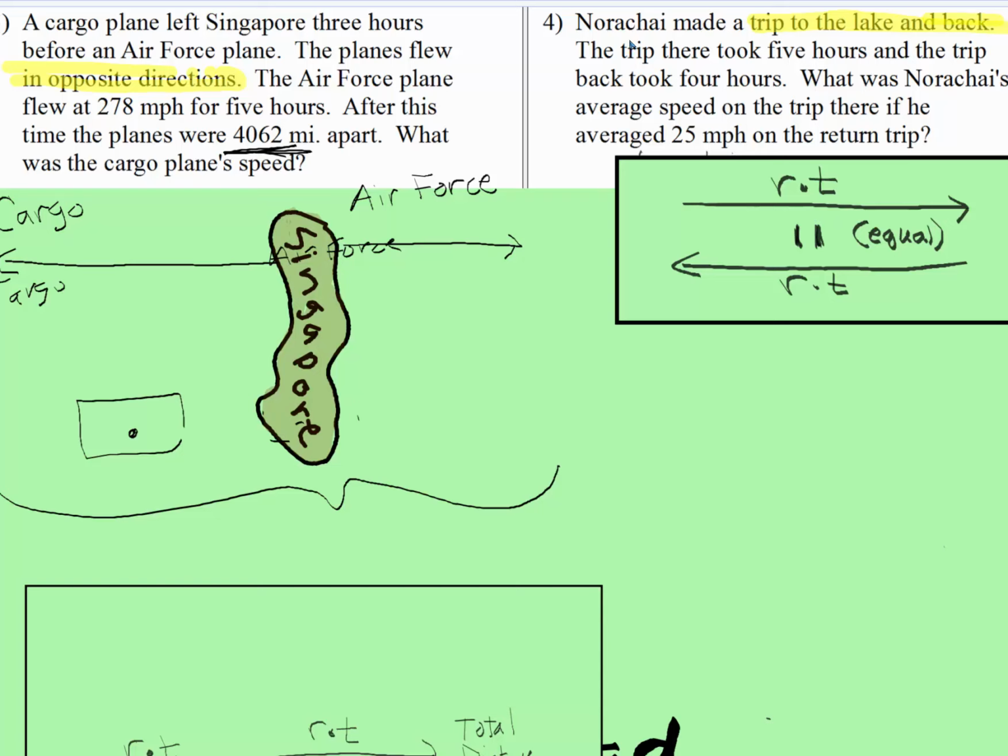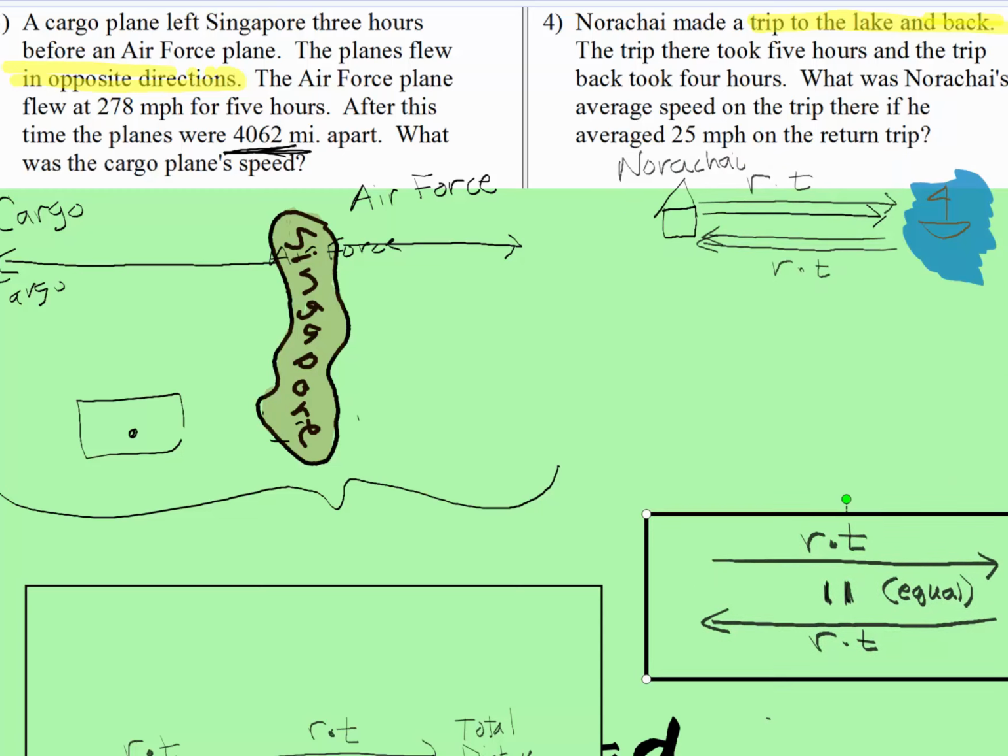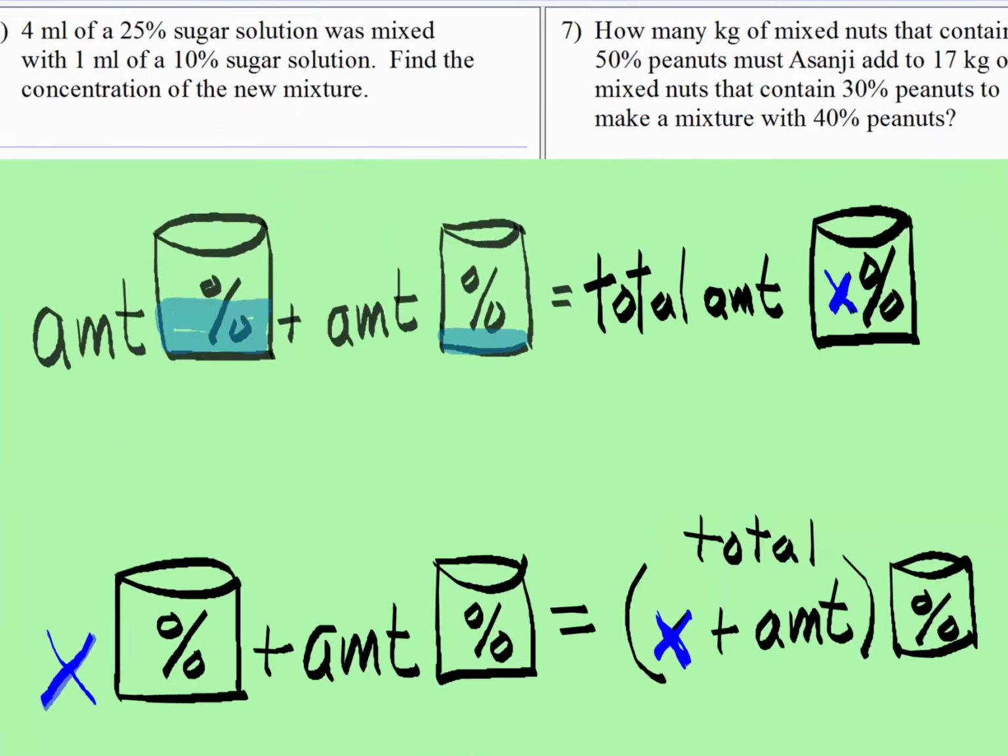And this one, Norakai made a trip to the lake and back, so that's a there and return. So it looks something like that. All right, so that's the basic setup. Once in a while, you're going to have a situation where 2 people are going the same direction, but one of them leaves later and then they catch up. Well, these 2 distances also equal each other.